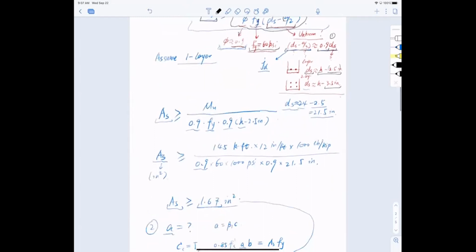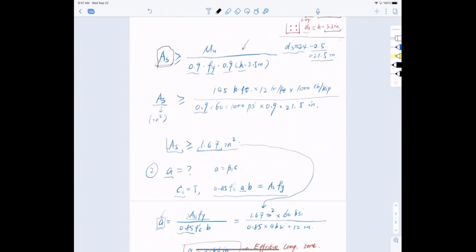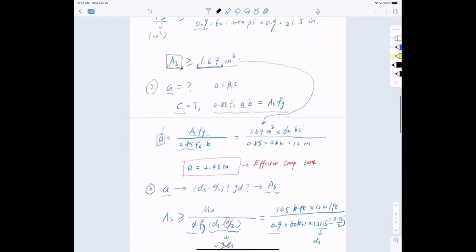With that depth, we bring it into the equation, and then we can calculate the reinforcement area. So we went down, talk about the As, and then the As has to be greater than or equal to 1.67 inch squared. Now with that, we can start to do design, isn't it? But not yet, not yet.